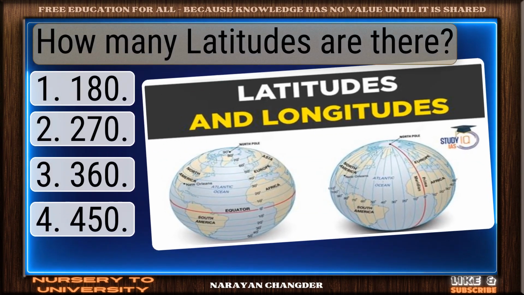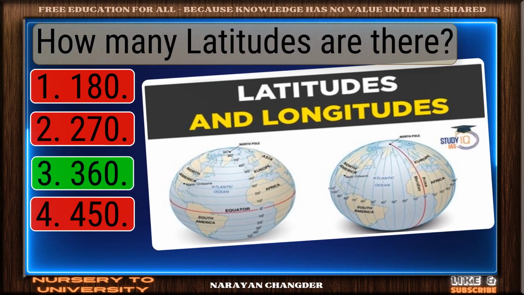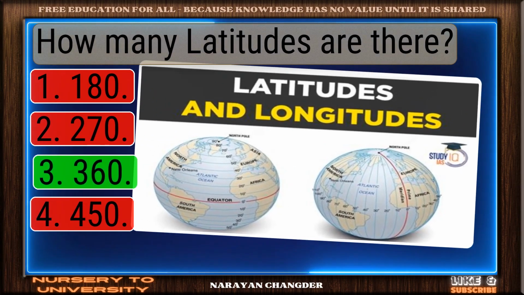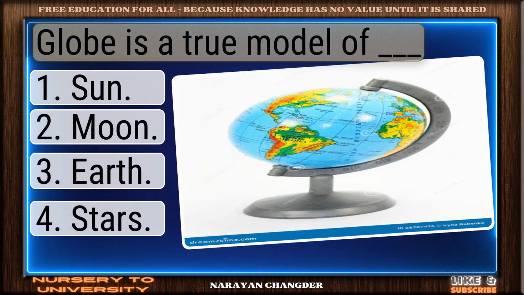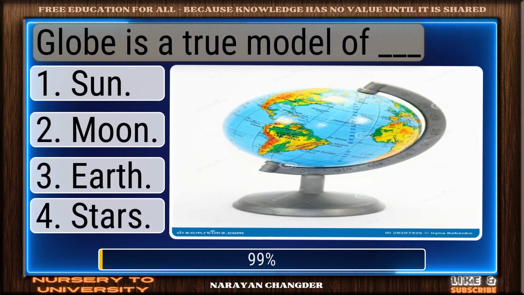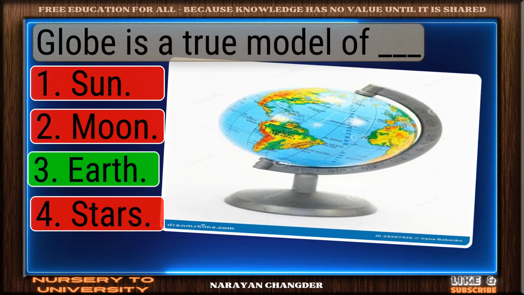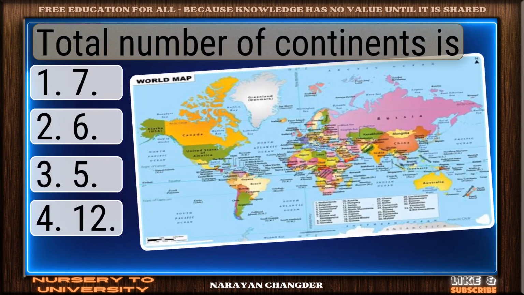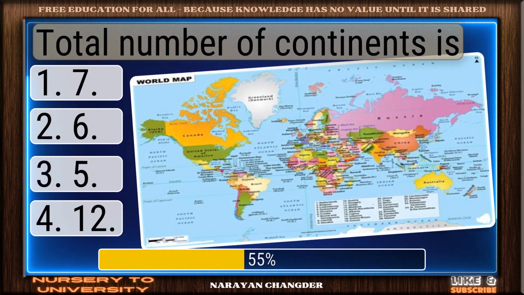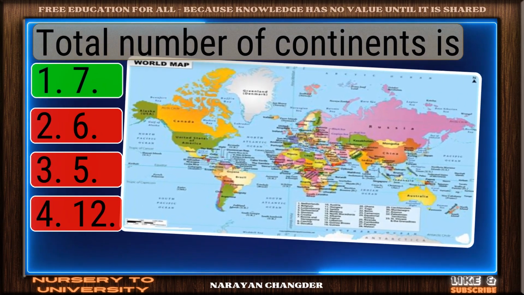How many latitudes are there? Perfect. 360 is the correct choice. Globe is a true model of dash. Great thinking. Earth is the right choice. The total number of continents is? Strong choice. Seven is the right answer.